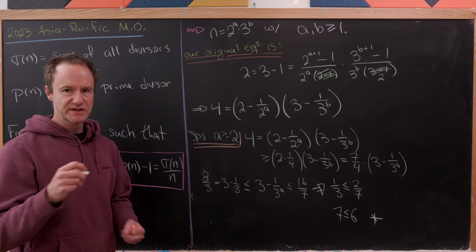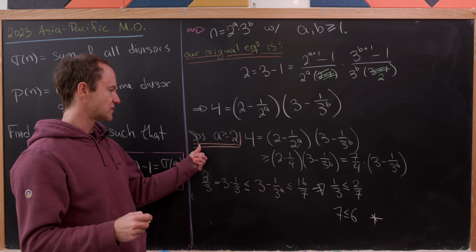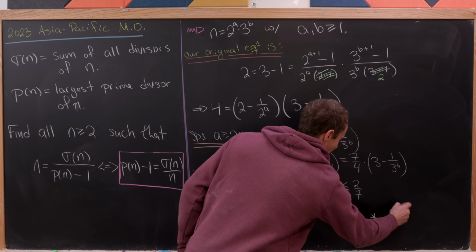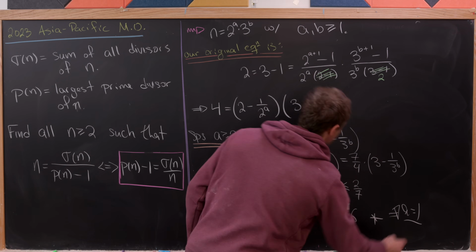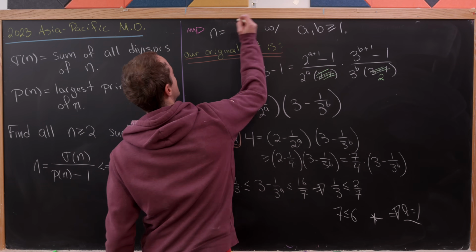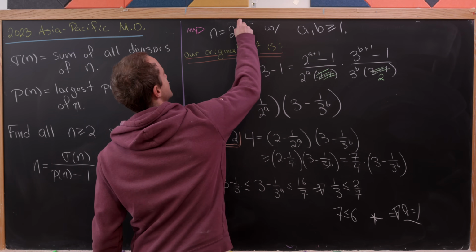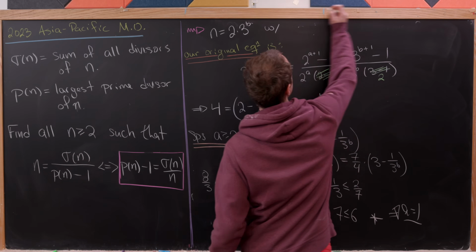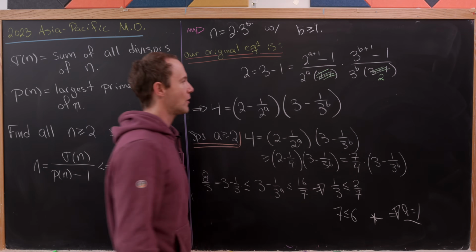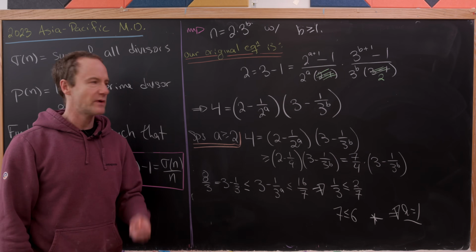Okay, so just as a reminder, that's a contradiction to a being bigger than or equal to 2, meaning a must be equal to 1. And that means that our number here is really of the form 2 times 3^b, where b is bigger than or equal to 1. Okay, so now let's see what we can do with that.